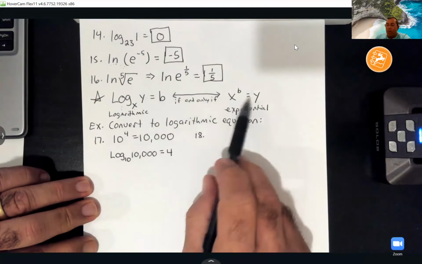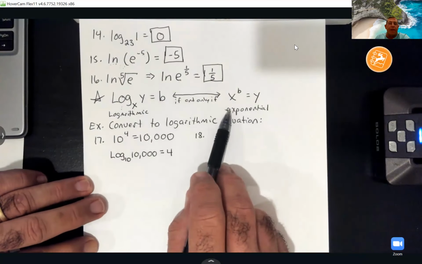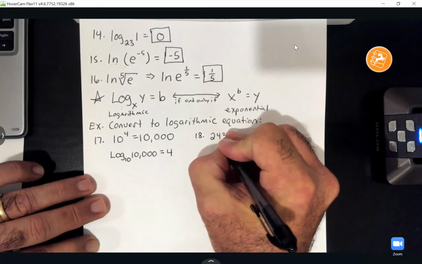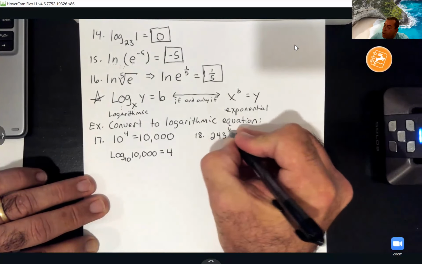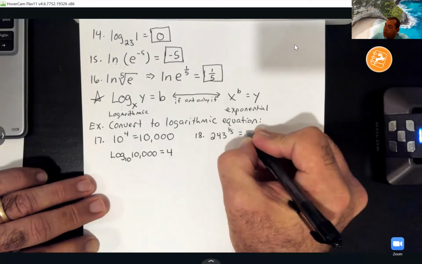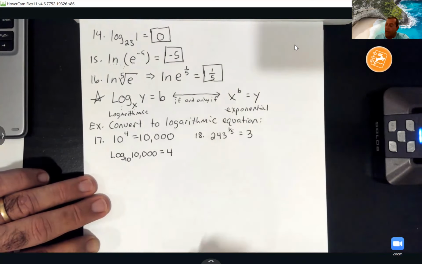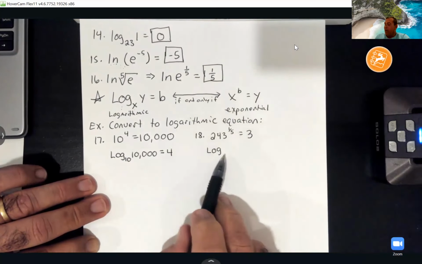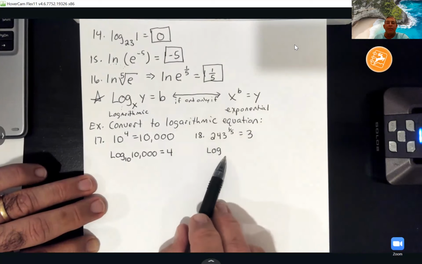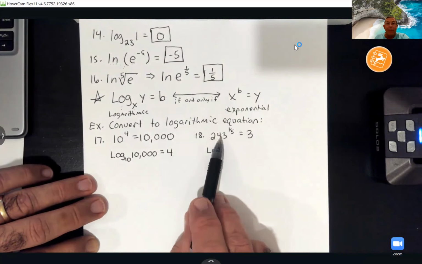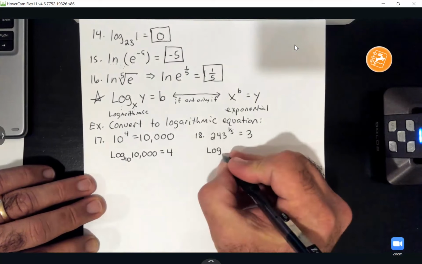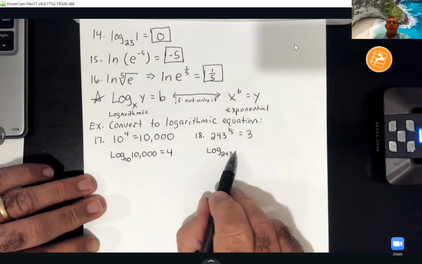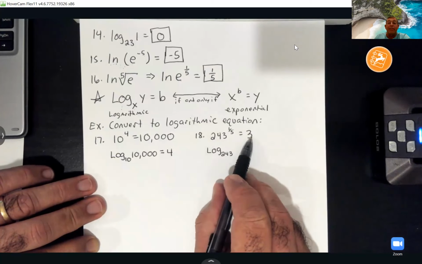Okay, y'all, so just follow these patterns when you're converting everything. Let's try this one. 243 to the 1/5 equals 3. So you're going to write log. What's the base of the log? Well, the base of the log is the same thing as the base of the exponential. It's going to be 243. And then my result is the same thing as the result of the exponential.